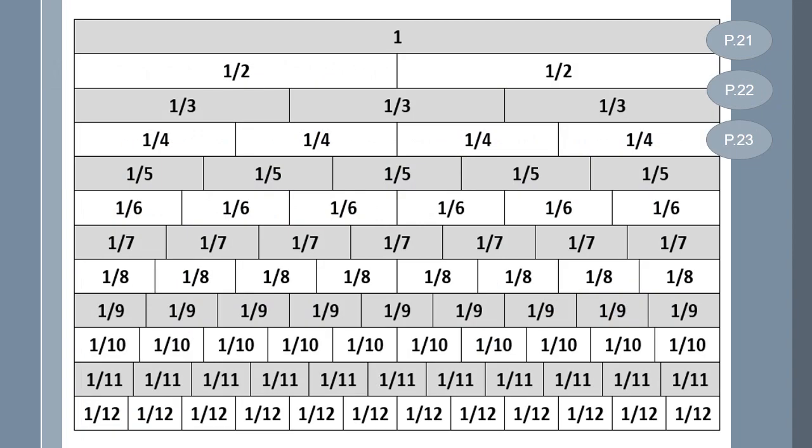You can also use a chart that looks like this. So this will help you with pages 21, 22 and 23 of the booklet. So you can see here the relative sizes of each fraction. You can see how we go from the whole one on the top through halves, thirds, quarters, all the way down to twelfths. And you can see that as the number on the bottom of the fraction gets bigger, so the fraction itself gets smaller.